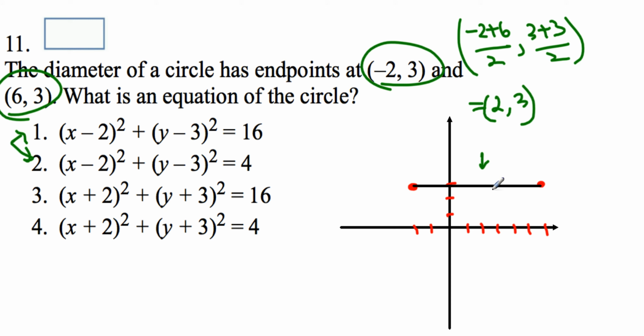What's my radius? Whether I go this way or this way, you can see that the distance is 4 units. Or you can even use the distance formula between this center and the other point. Since the radius is equal to 4, the equation should have 16, because radius squared is what the distance from the center squared is equal to. So choice 1 becomes the answer.